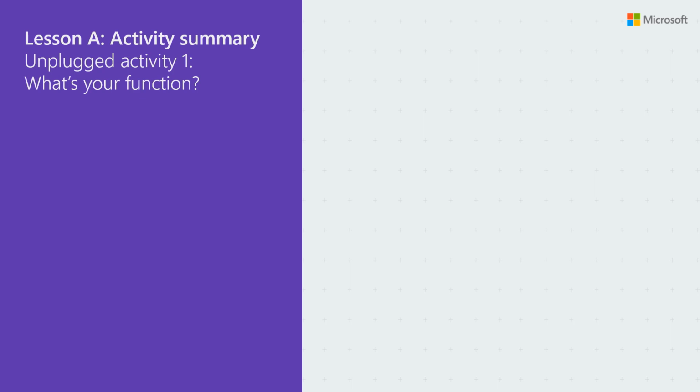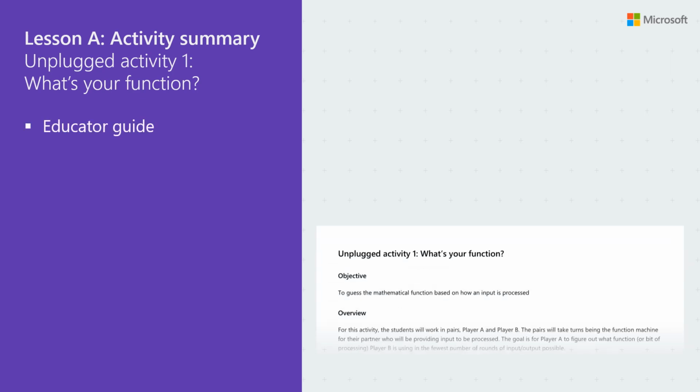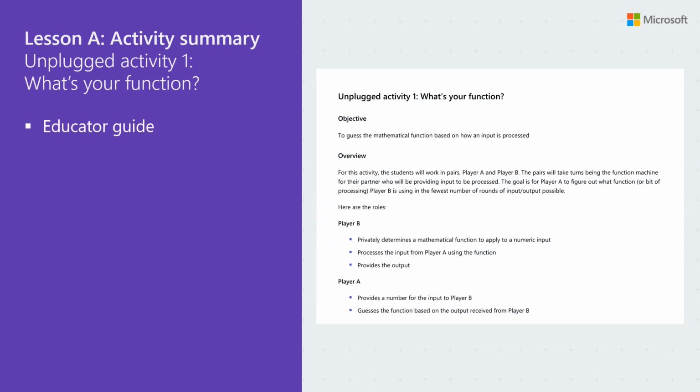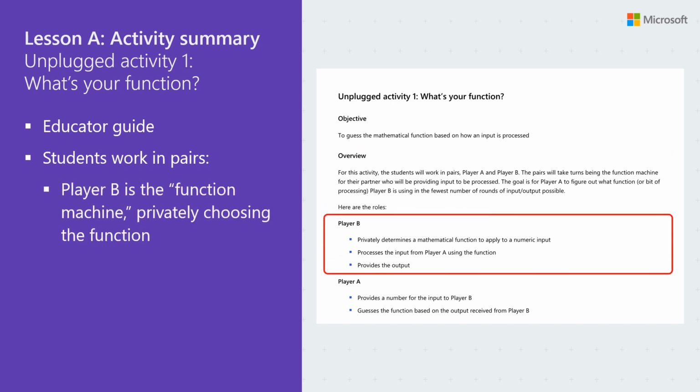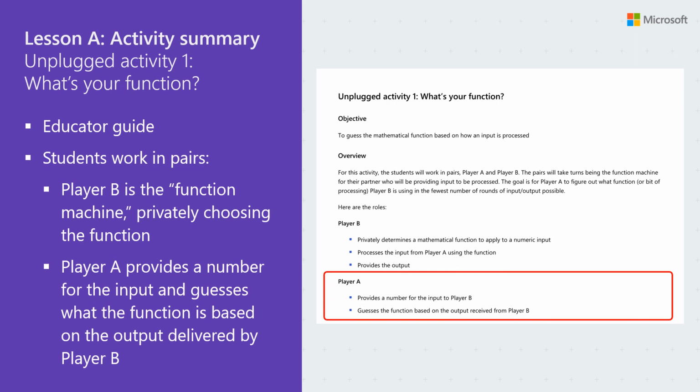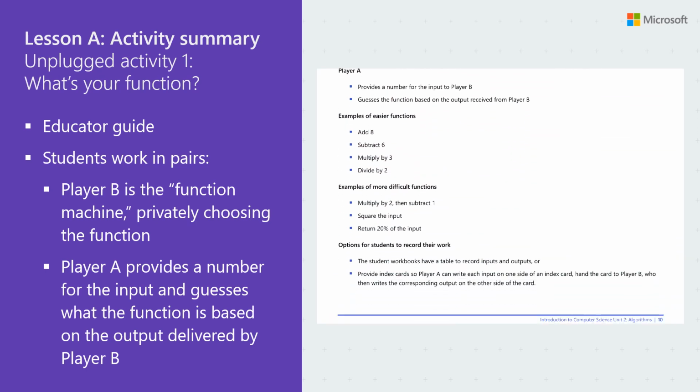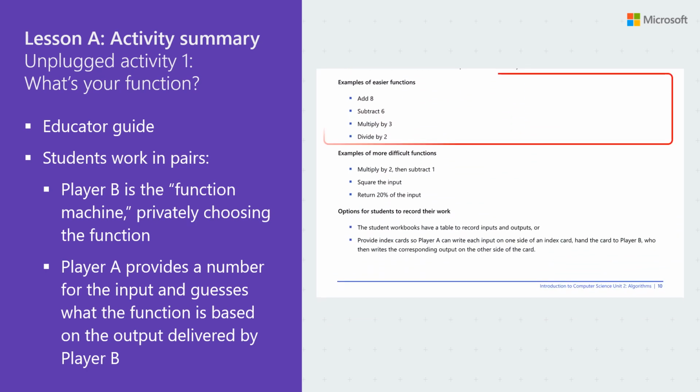In Lesson A, the first unplugged activity is called What's Your Function? Students work in pairs with player B acting as the function machine by privately choosing a mathematical function, and then player A provides a numeric input and guesses the function based on the output delivered by player B. Based on your prep, you'll provide some example functions and then follow the outlined process.